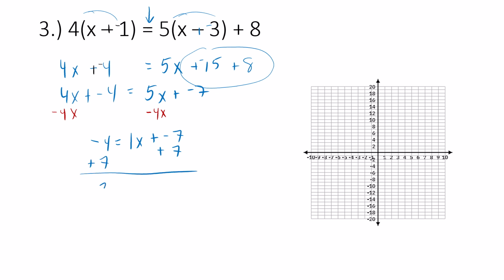-4 plus 7 is 3. And of course, 1 times x is x. And so my answer is x is equal to 3. I have 3 equals x. If you'd like to flip it around, go for it. Now we're going to check that.